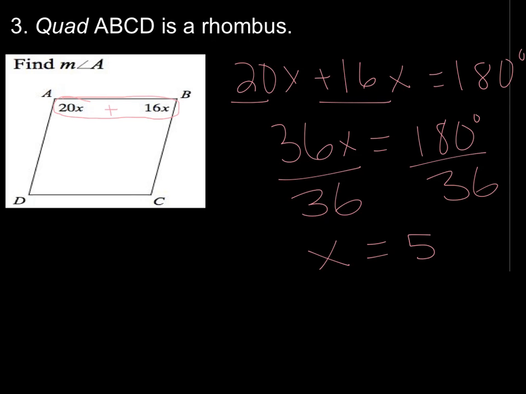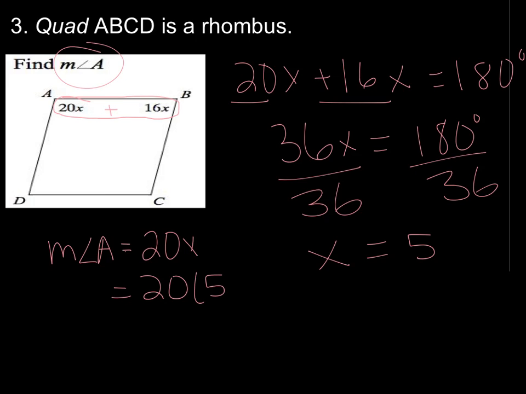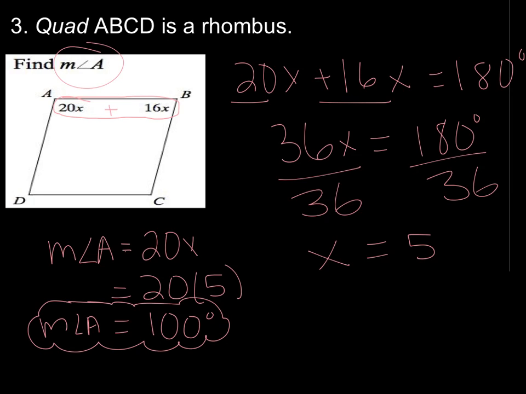Now, like I said, we're not done because we still have to find the measurement of angle A. So we're going to take angle A, which is 20x, and we're going to plug in our 5, and we get that 20 times 5 is 100 degrees. So the measurement of angle A is 100 degrees, which means that angle B would have to be 80 degrees, right? Because they have to add up to 180.